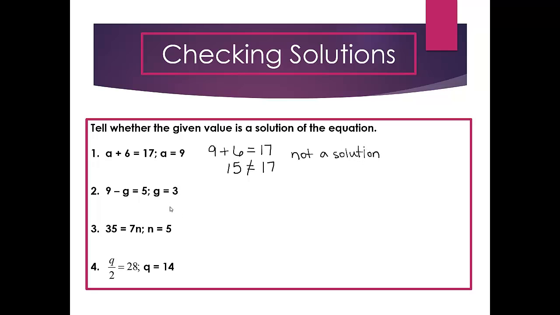And now for number 2, we have 9 minus g equals 5. And we want to see if g equals 3. So we have 9 minus g, and we're plugging in 3 for g, equals 5. 9 minus 3 is 6. So we have 6 equals 5. 6 does not equal 5, so this is not a solution.